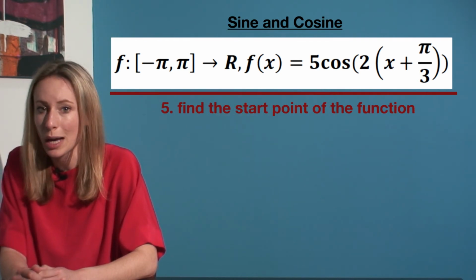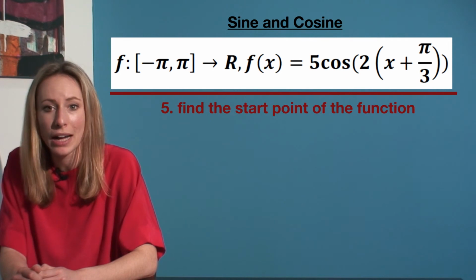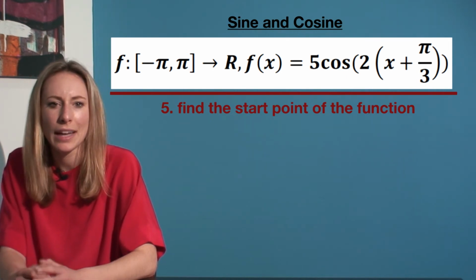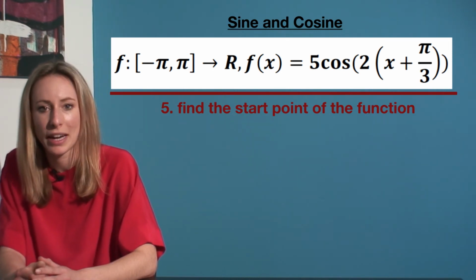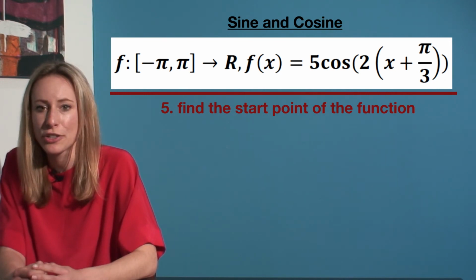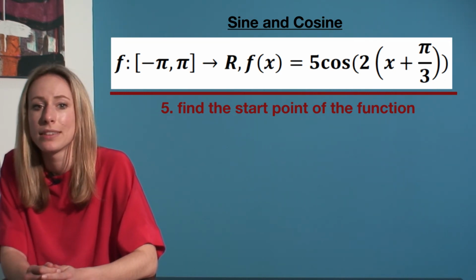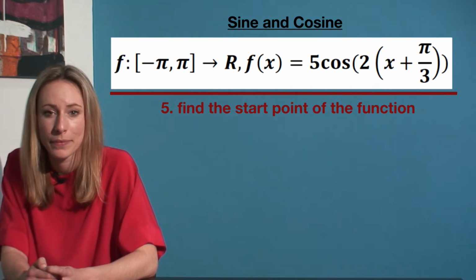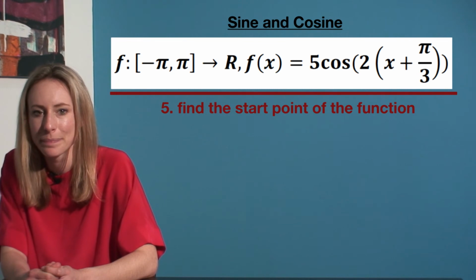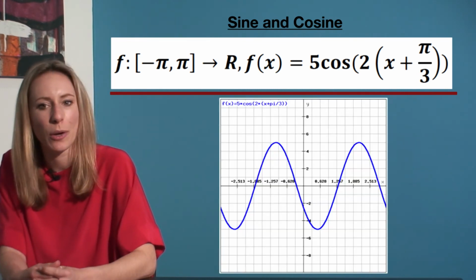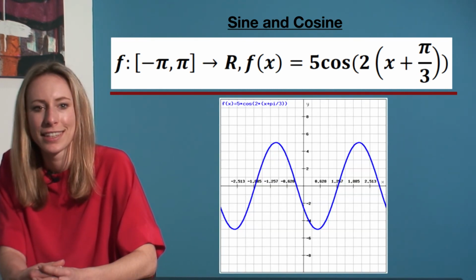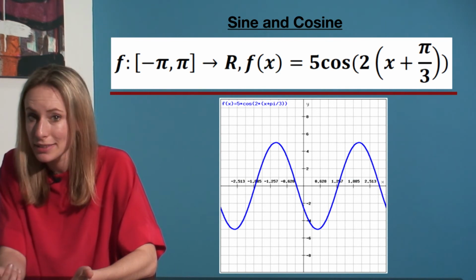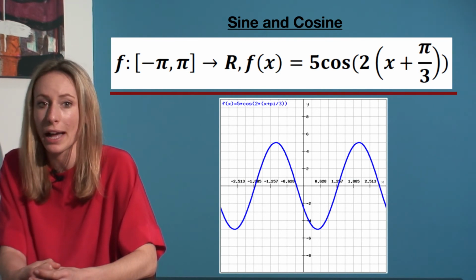Step 5 is to find the start point of the function, which is a shift of pi on 3 to the left. This is calculated by the pi on 3 in the cos brackets. Then all we need to remember is to flip the sign. This means that cos of 0, which is 1, will now occur at pi on 3, or when x equals 1.05. Here is our function using all of that information. Note that the pattern repeats itself twice, which is what we would expect from a period of pi.